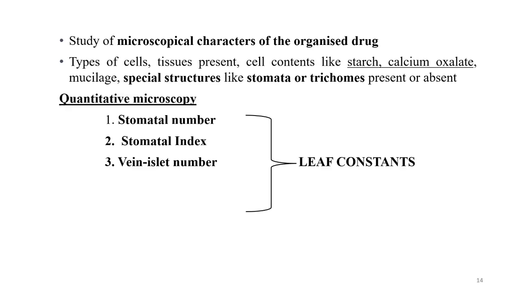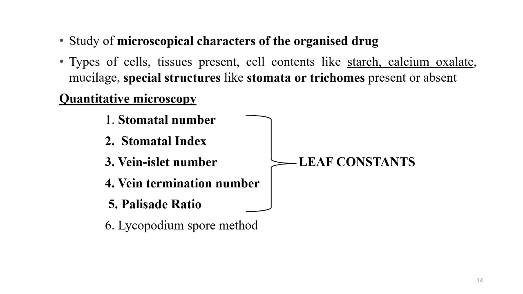Coming to quantitative microscopy, we can divide it into 6 types: leaf constants, 5 plus 1 Lycopodium spore method. We can divide the leaf constants into stomatal number, stomatal index, vein islet number, vein termination number, and palisade ratio. And one more, Lycopodium spore method, as quantitative microscopy.